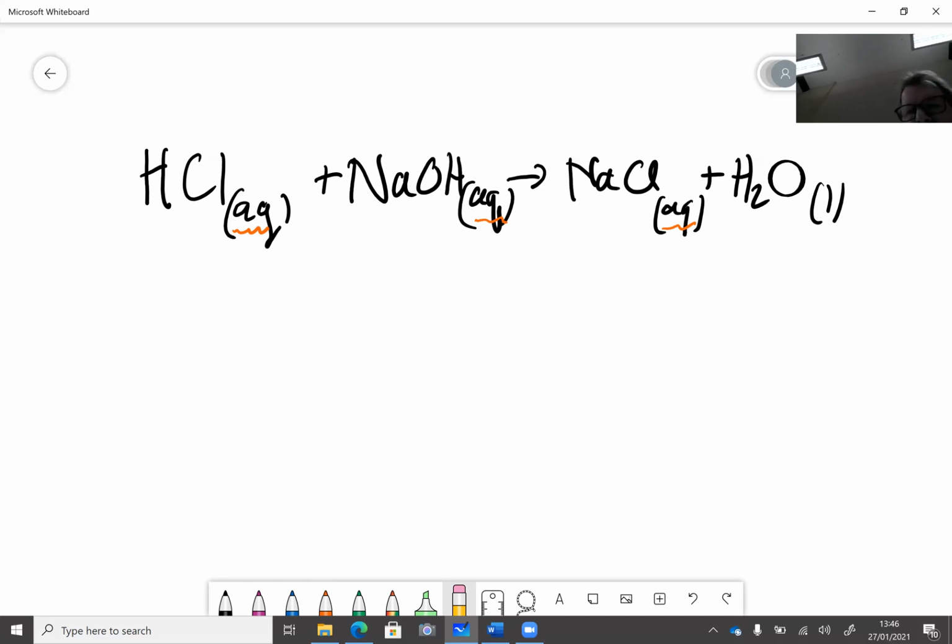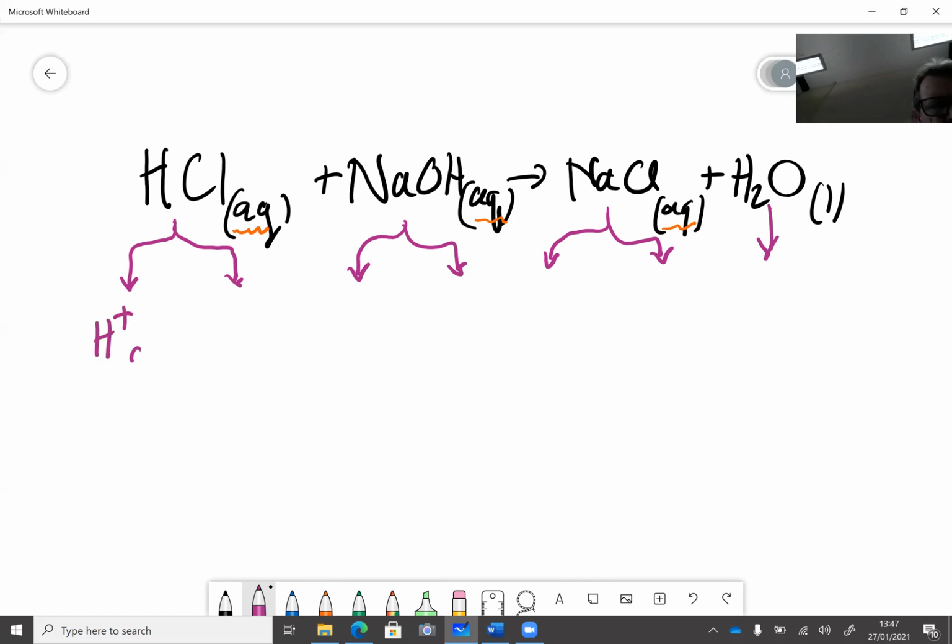So what I do is I look at my equation and I split it up into the cation and anion. Anytime it's aq, I split into two. aq, split into two. aq, split into two. Liquid, no split.